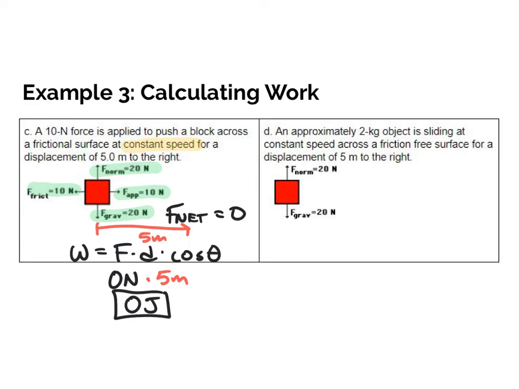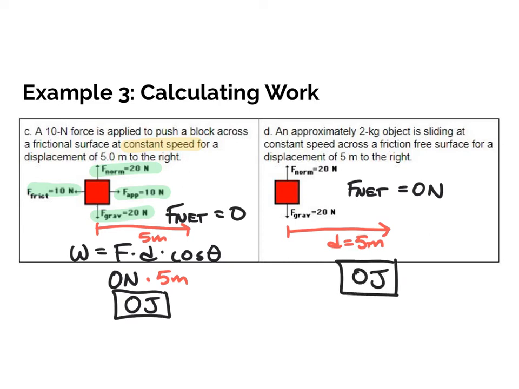All right, last one. It says an approximately 2 kilogram object is sliding at a constant speed across a friction-free surface with a displacement of 5 meters to the right. So again, very similar to the last one, moving 5 meters to the right, where d equals 5 meters. But in this case, again, the net force is going to equal 0 newtons. And even if you look at these two forces, 20 newtons up, 20 newtons down, they're not even acting in the same direction. But again, this is going to give you 0 joules of work because all the forces are balanced. So in terms of work, we're looking at the force, the distance, and that angle.